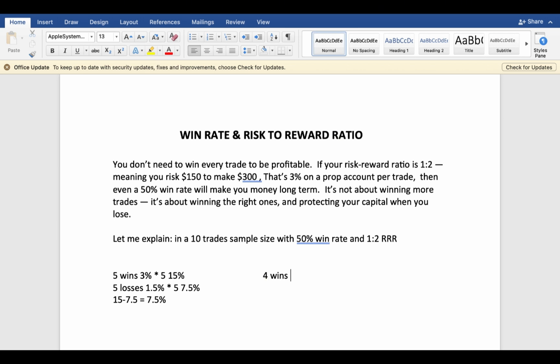You have 4 wins. Each win gives you 3%, right? So 3% multiplied by 4 would give you 12% in profit, right? As opposed to your 6 losses. So you have 6 losses of 1.5%, times 6, which will give you 9%. And you see, even when you now deduct the 9% from the 12%, after 10 trades, you realize that you're still in profit of 3%.